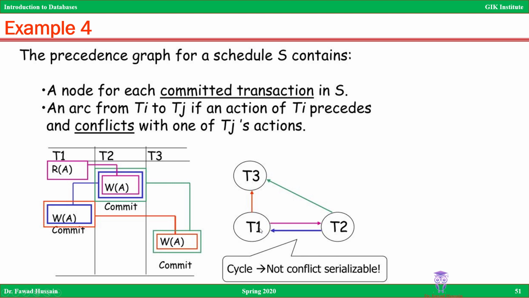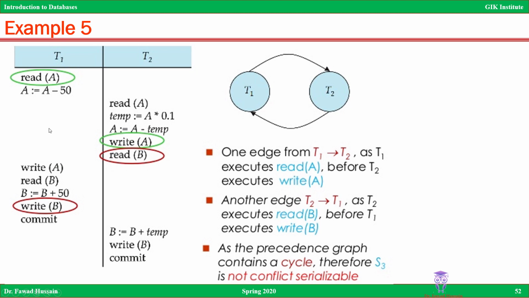So in this case, T1 and T2 have a cycle. You can go from T1 to T2 and back to T1. So there's a cycle over here. Therefore, this is not conflict serializable.